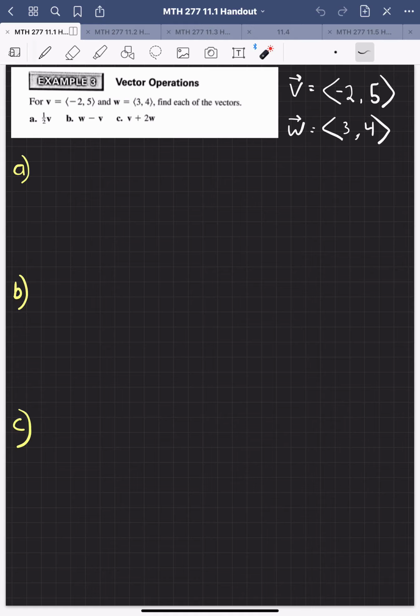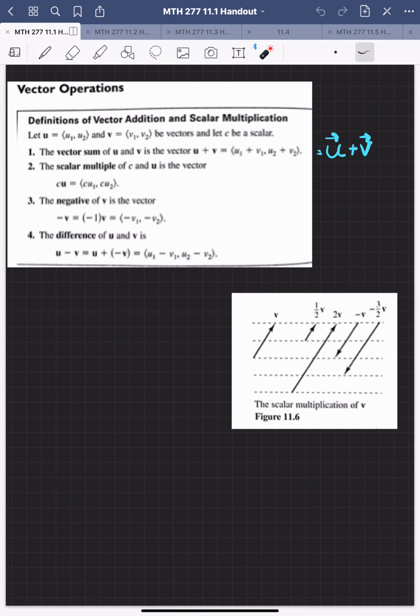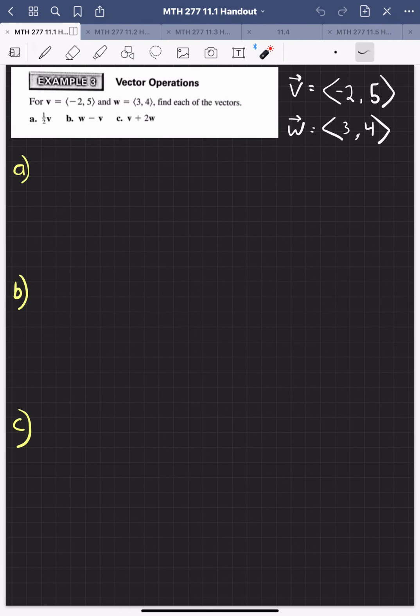Last time we saw each other, we were discussing some of the various vector operations: the sum, scalar multiples, negatives, differences, etc. What we want to do right now to begin this video is start off using some of these vector operations for the following two vectors. We have vector v and vector w defined as follows. All right, and we're going to jump right in.